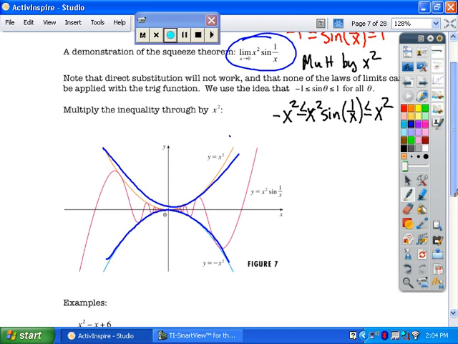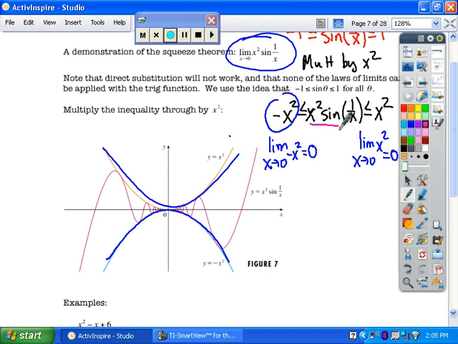So now we can take the limit. Like if I look at this limit on the left side, the limit as x goes to 0 of -x squared, what does that equal? We can just use direct substitution. 0. Put 0 in for the x. 0 squared is going to be 0. And then if I take the limit of x squared, what would that be? 0.